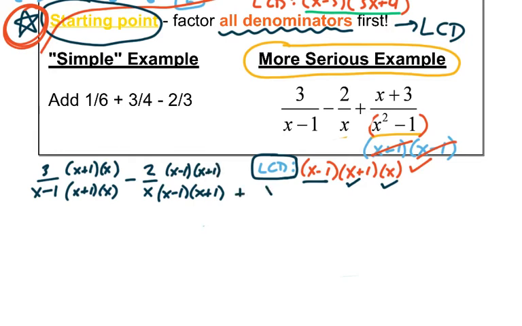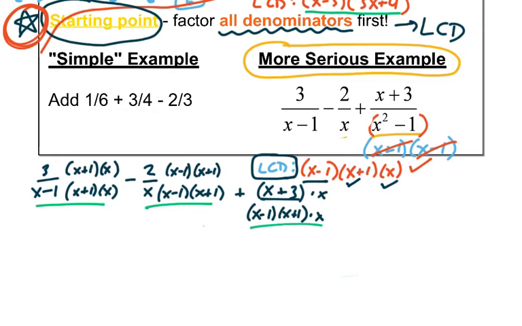And then our last fraction was x plus 3 over, notice I'm going to use the factored form here, because then I'm going to be able to see more of what I'm missing. This one has a lot of the LCD, right? The only thing I'm missing is just an x. So I just need to multiply the top and the bottom by an x. All right. So it looks like I'm going to eventually have all the same denominators.